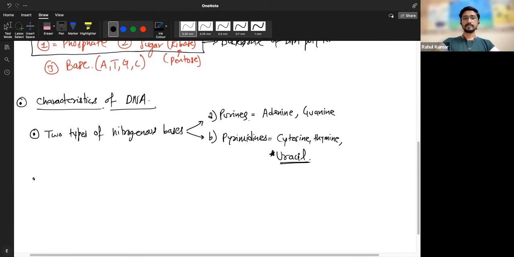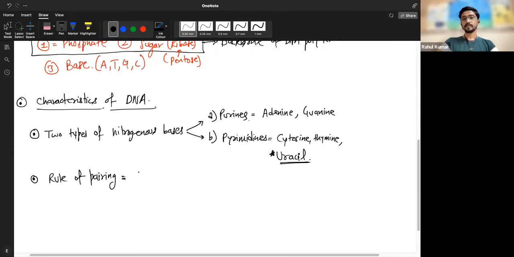Is this clear, everyone? The bases are of two types. Phosphate and sugar is common. They are the same. Bases are of two types. Okay. Now write down the rule of pairing. Bases pair to make those steps in the ladder.